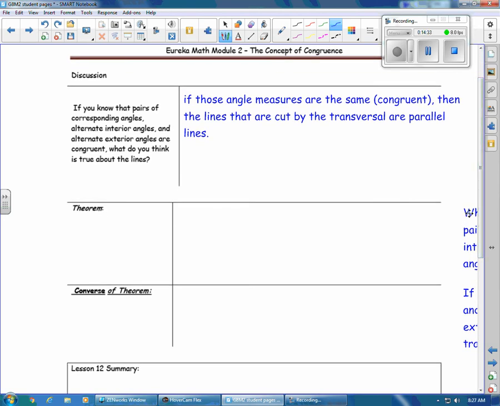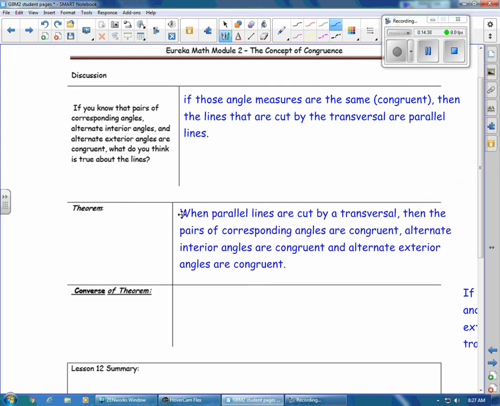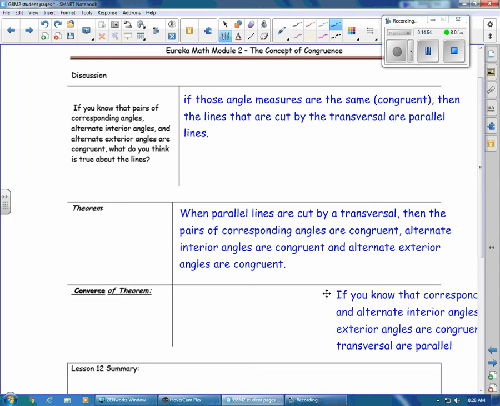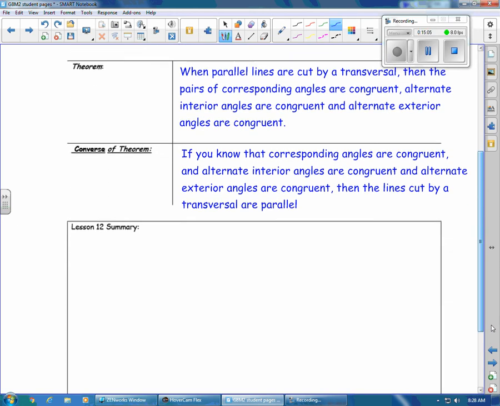And the theorem states, a theorem again is just a rule, a geometric rule that we know to be true. When parallel lines are cut by a transversal, then the pairs of corresponding angles are congruent, alternate interior angles are congruent, and alternate exterior angles are congruent. The converse of the theorem, meaning how do you say it in the opposite way? If you know that corresponding angles are congruent and alternate interior are congruent, alternate exterior are congruent, then the lines that are cut by the transversal are parallel.